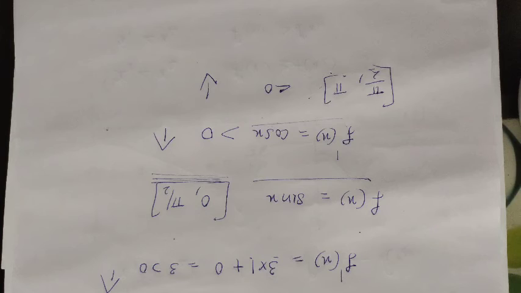You got the idea? For proving whether the function is decreasing or increasing, the method is to find the first order derivative f dash x. If f dash x is positive, greater than 0, it is increasing. If f dash x is less than 0, negative, it is decreasing. And if f dash x is neither positive nor negative, we can say it is neither increasing nor decreasing, which is a constant function.